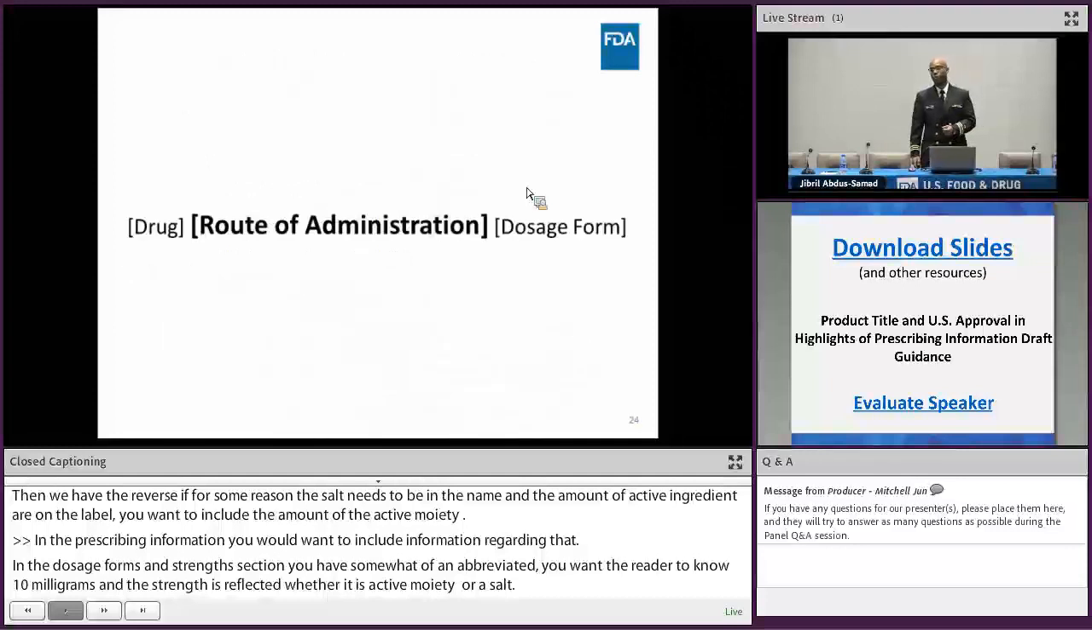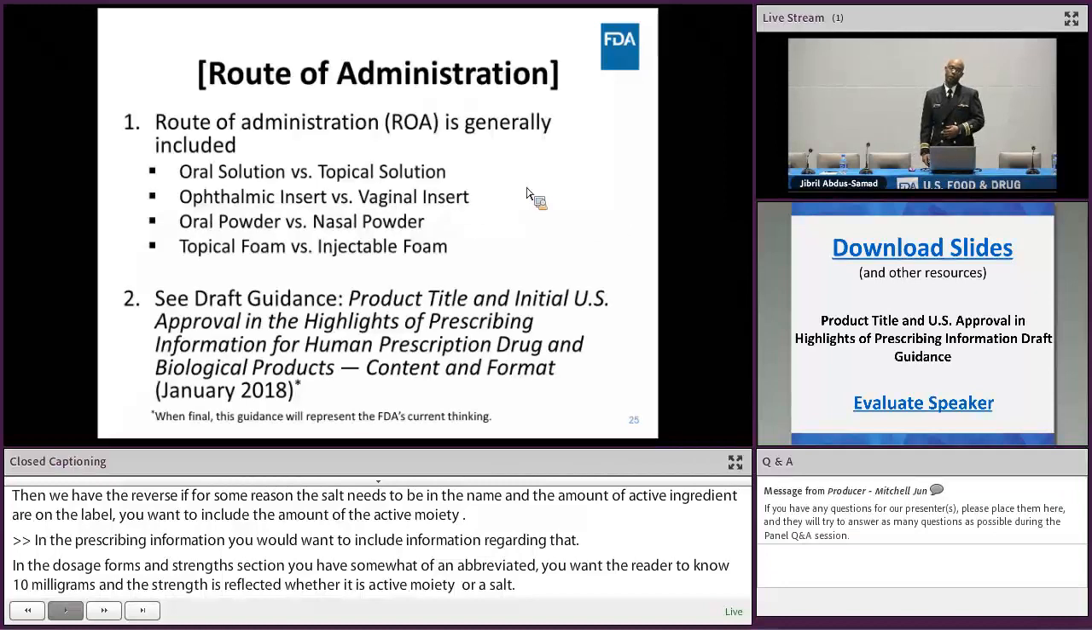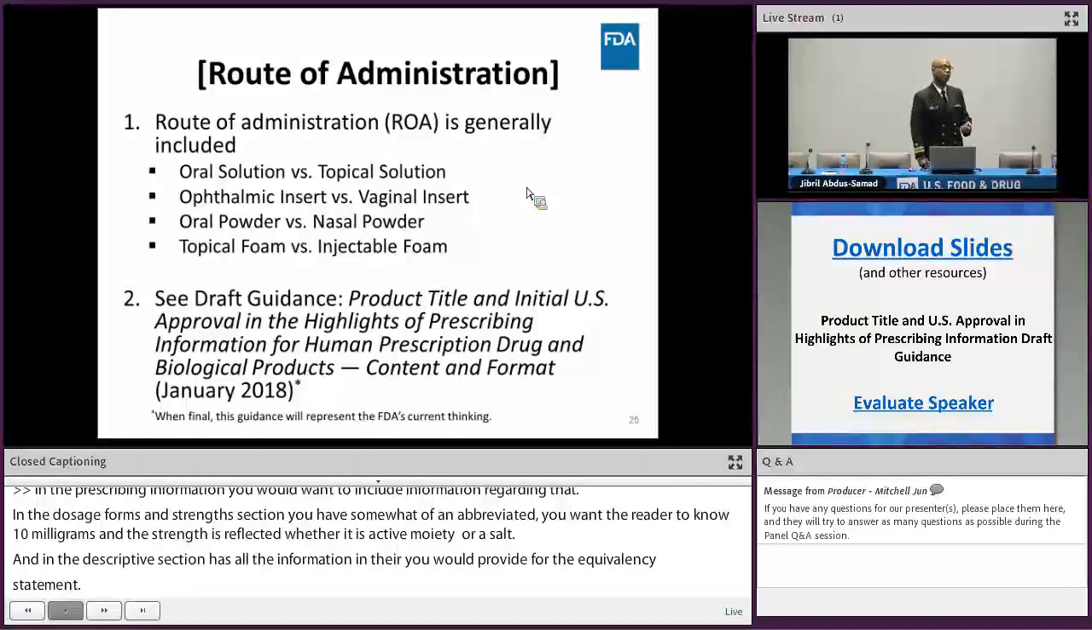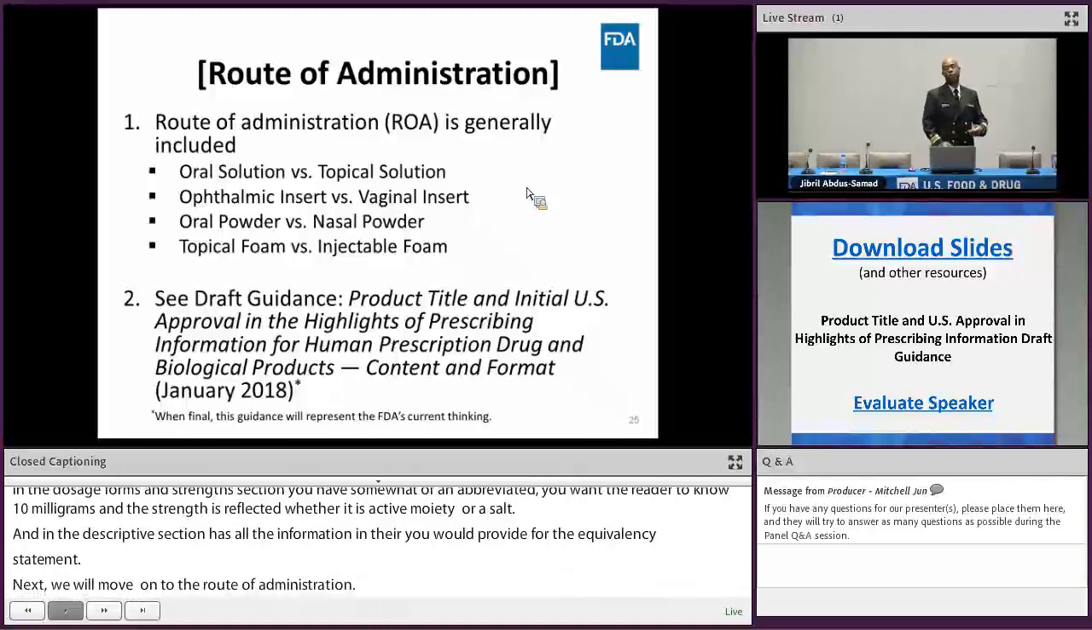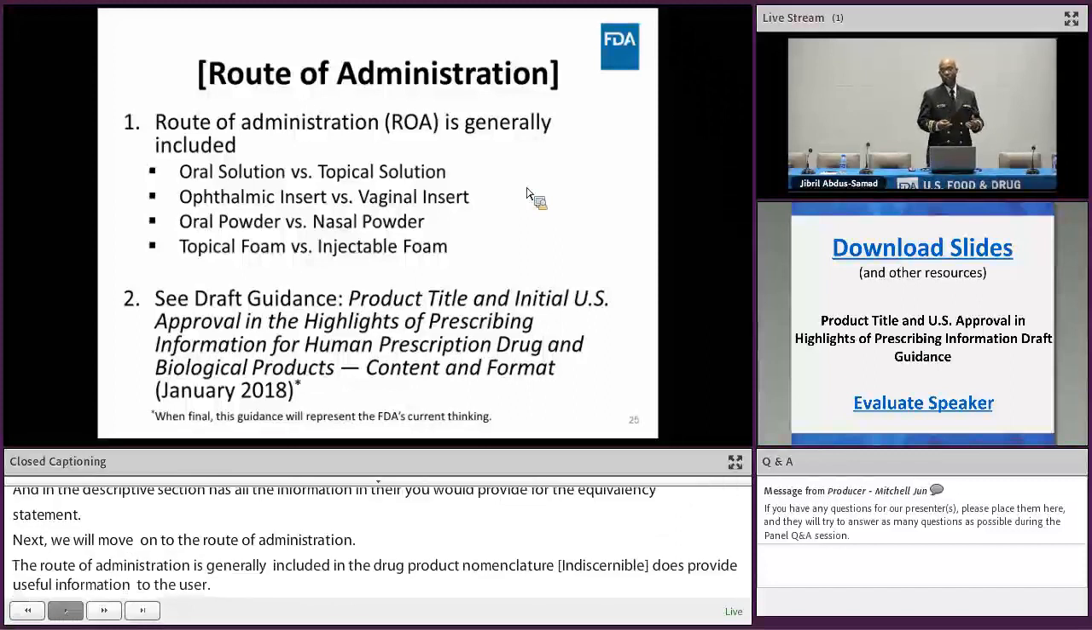So next we're going to move on to the route of administration. So the route of administration is generally included in the drug product nomenclature in the established name, because the route of administration does provide useful information to the user. So for example, in the first bullet here, we have a solution. The route of administration delineates, oh, it's an oral solution, which is a totally different product than, say, a topical solution in terms of its use.